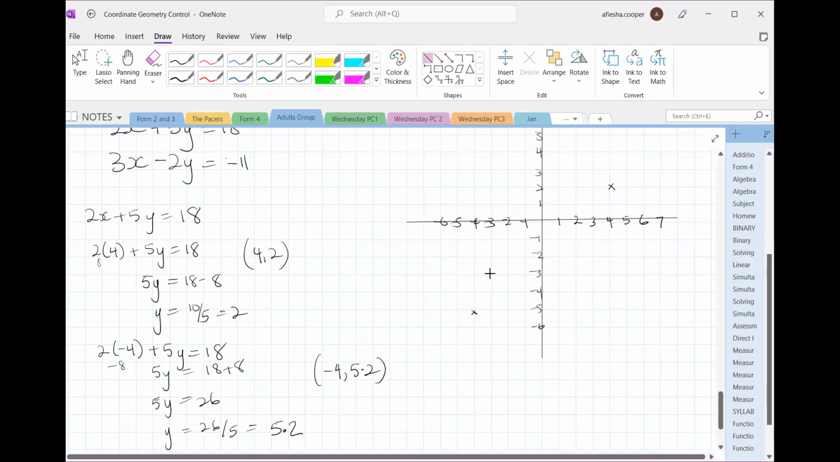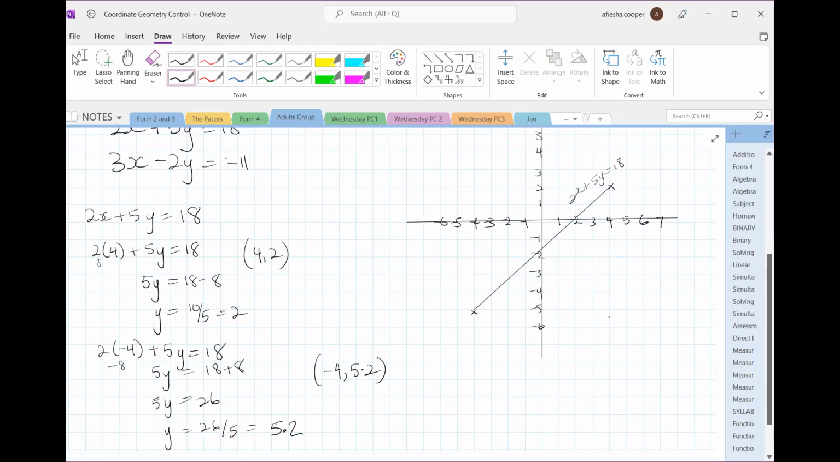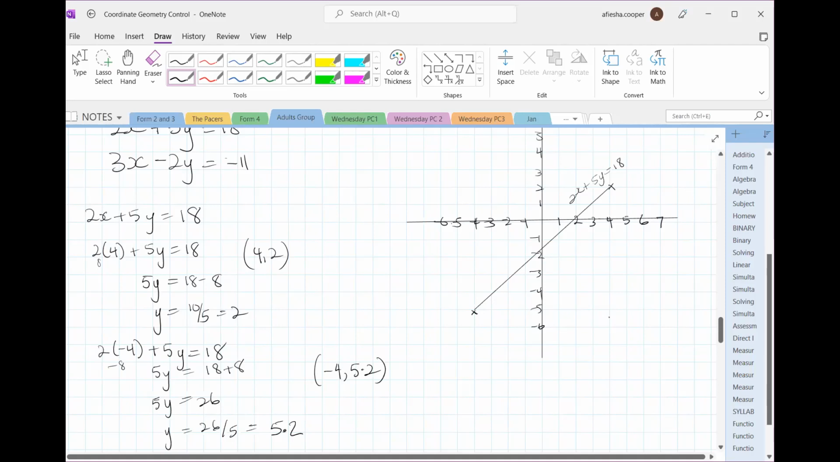Now that we have our 2 points, we connect them. And we label our line 2x plus 5y is equal to 18. So second line now, 3x minus 2y is equal to -11. Which number will we choose? Let's use a positive number and a negative number, so we get them on both sides.